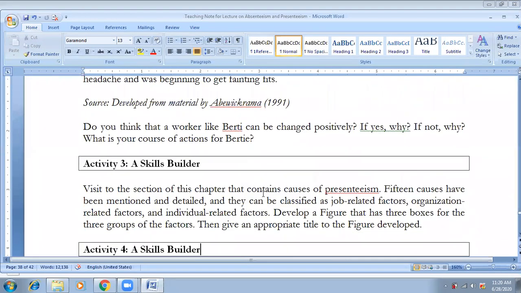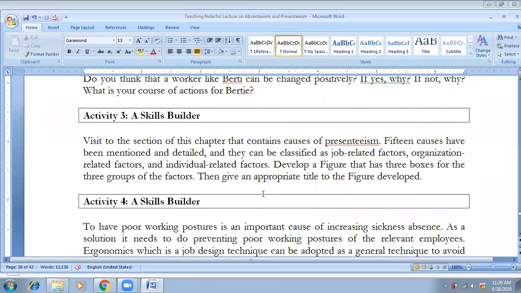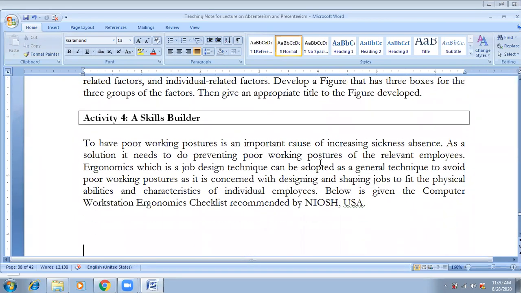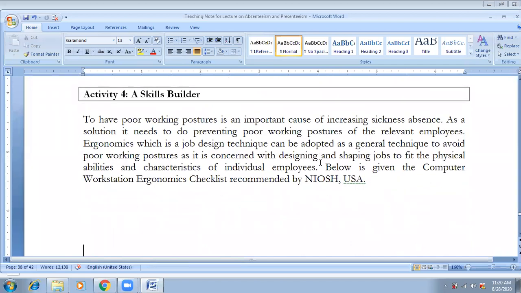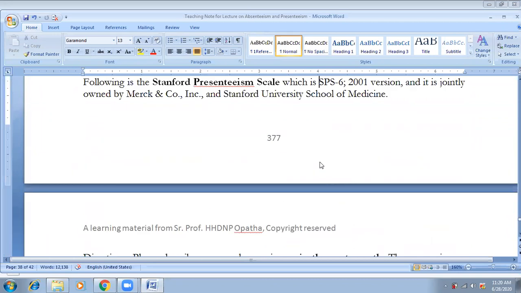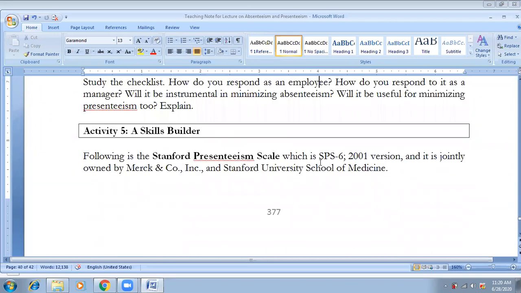Okay, then activity three is about presenteeism, developing a figure. Right, activity four. Okay, you can go to activity five.